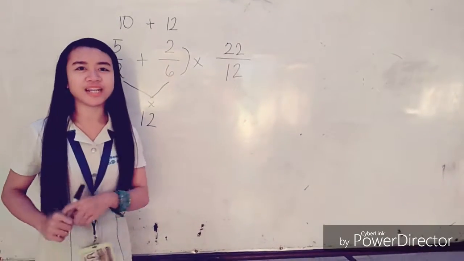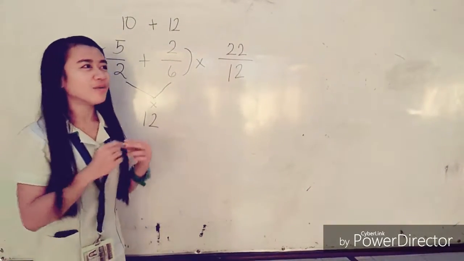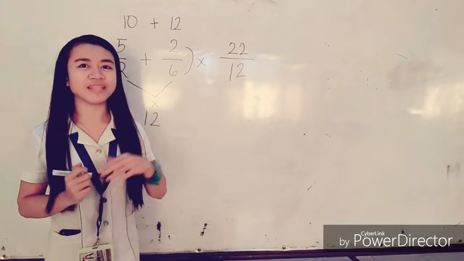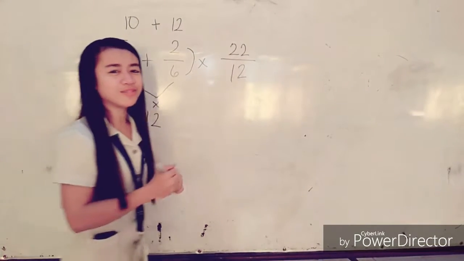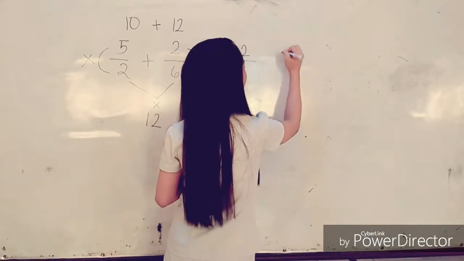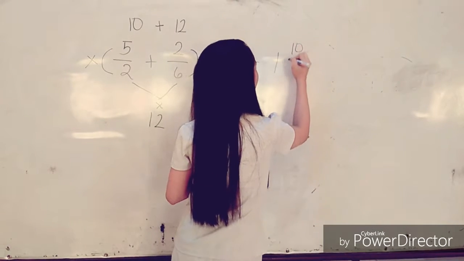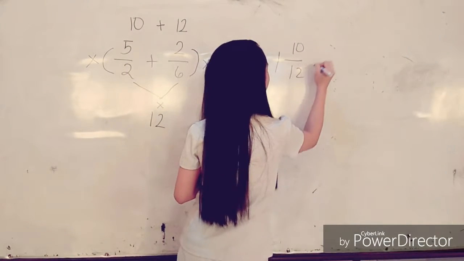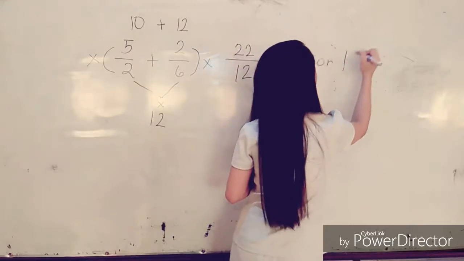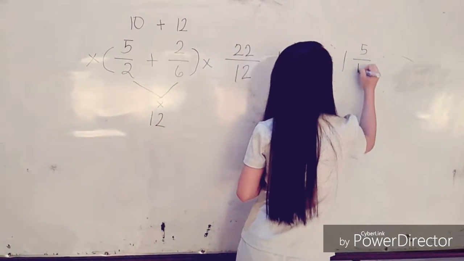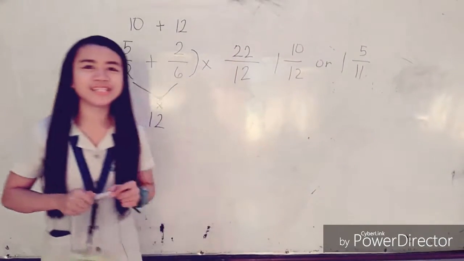But this is not the final answer yet. So, we have to simplify this in the lowest term. So, the final answer is 10 over 12 or 5 over 6. So, that's it.